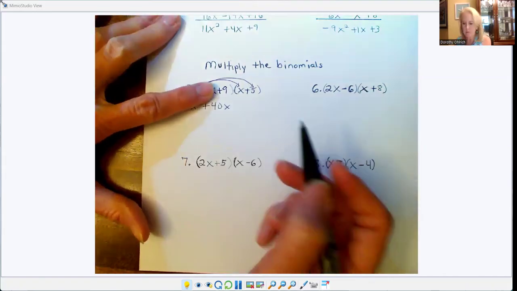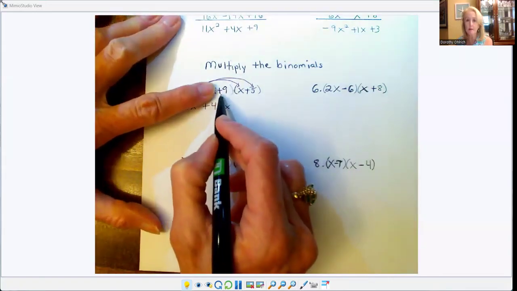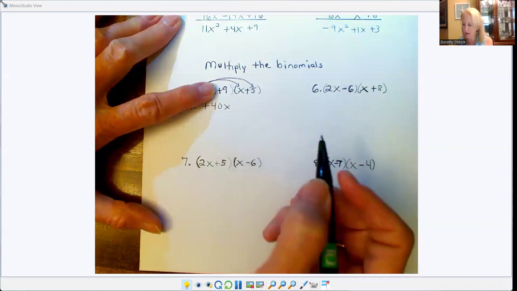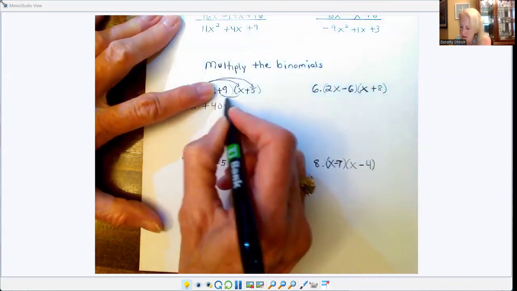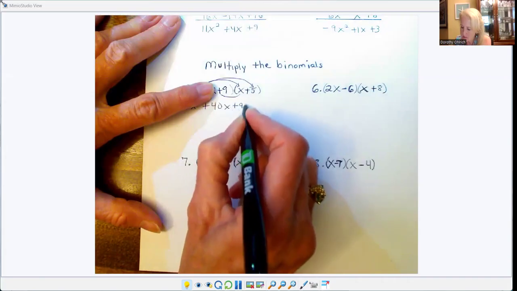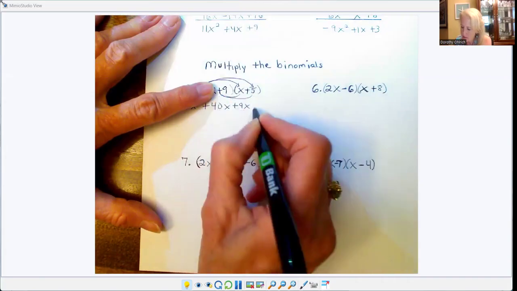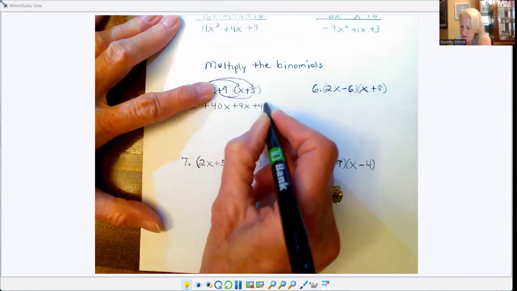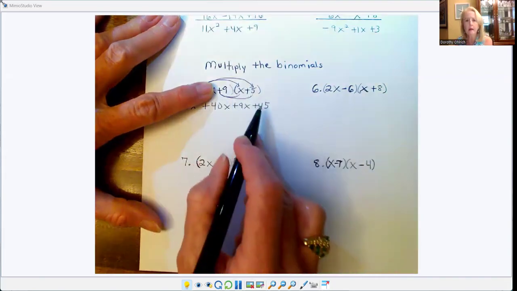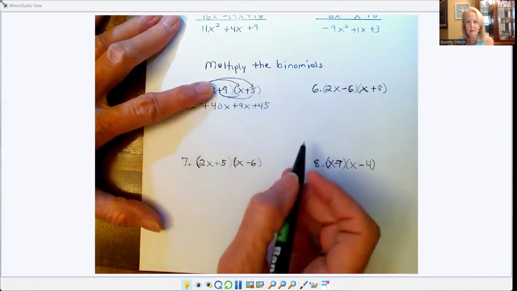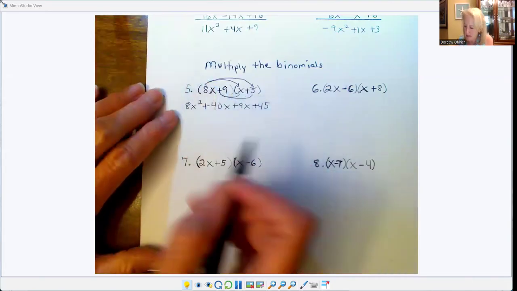I like to cover this up, but not the sign, because I want to make sure whether that's positive 9 or negative 9. I'm going to draw these lines underneath. So 9 times x is positive 9x. 9 times 5 is 45. This is another time where people will say 9 plus 5 is 14. Make sure you remember to multiply. Just say it in your head.